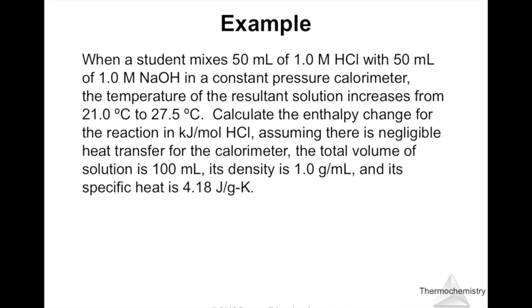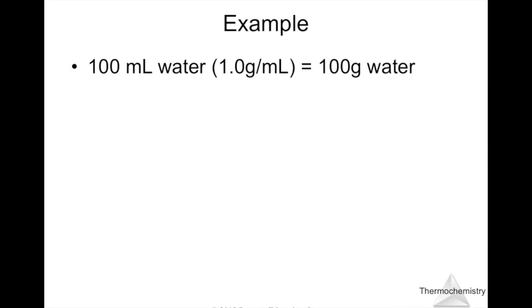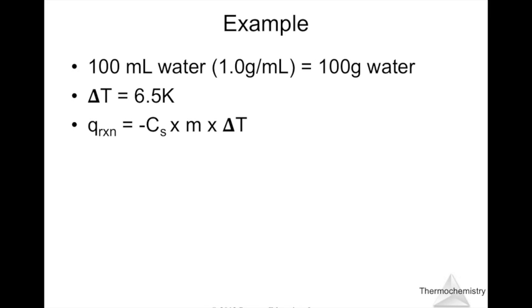Its density is 1.0 grams per mL, and specific heat is 4.18. Okay, so we were given 100 mL of water, and a quick conversion, 1 gram per mL, so we have 100 grams of water. And our change in temperature was 6.5 K. And so we just use our calorimetry equation, where the heat of the reaction, Q reaction, is the negative of our specific heat of water times the mass times the change in temperature.